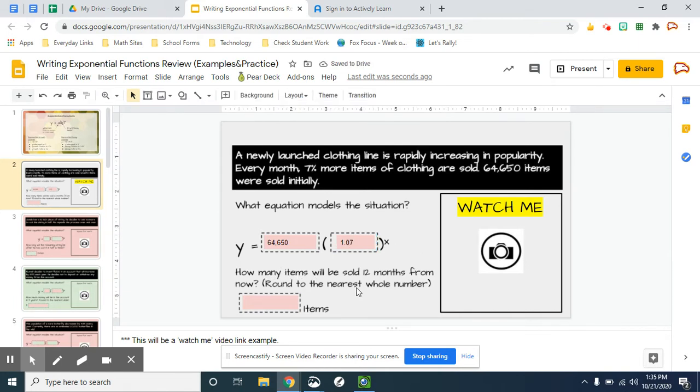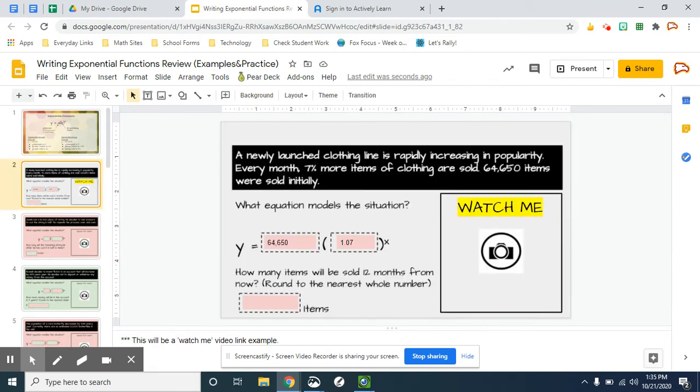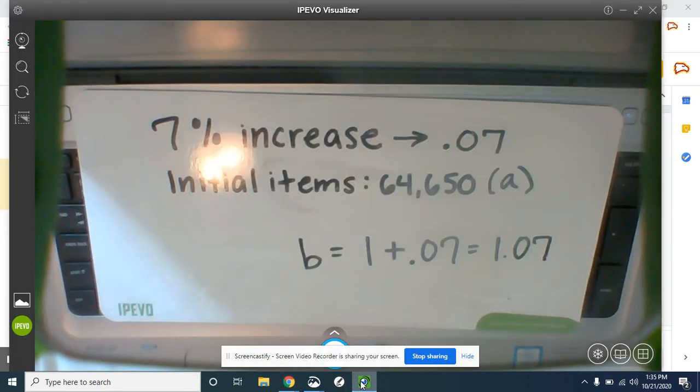So we want to figure out how many items will be sold 12 months from now. So our 12 is going to be our X. So if you look back over here, Y is going to be our output, X is our input. So X is the amount of time that has passed. Usually it's time. If we find other examples, I'll explain it better. And Y would be the output, given the amount of time that has passed. So we have our function.